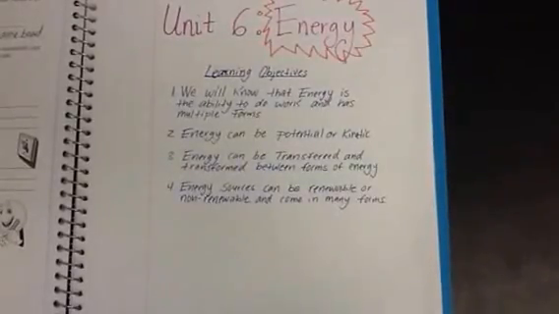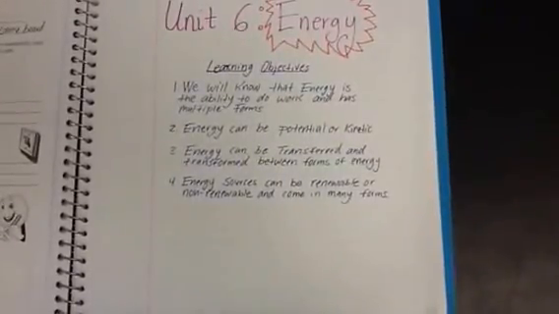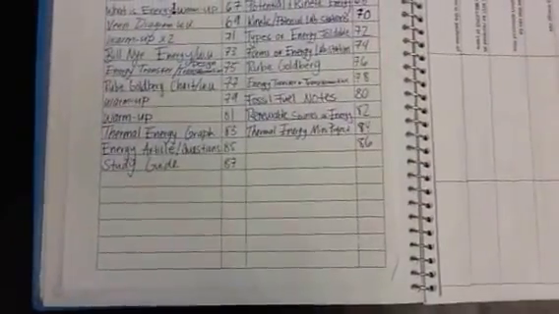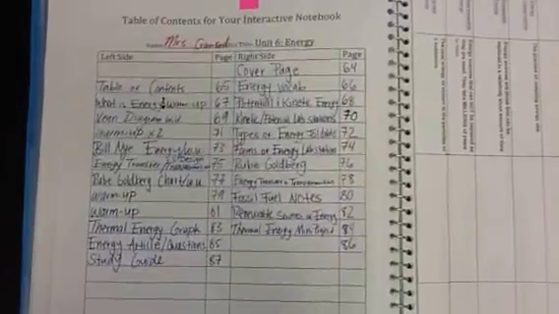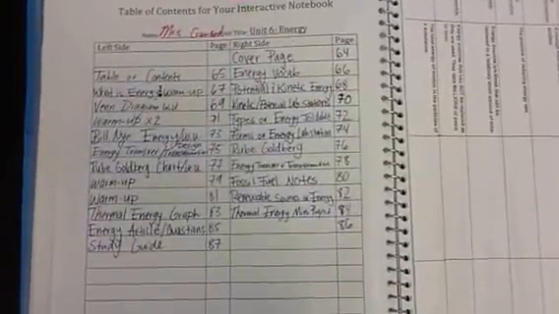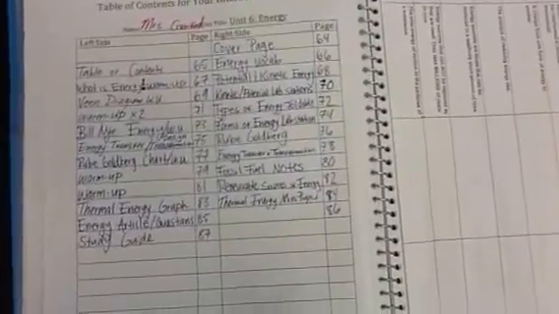This is a video to show you what you need in your Unit 6 Energy ISN check. You should have your objectives listed on page 64. On page 65, there should be a completed table of contents. There is a completed typed one on the locker in School Loop and also on the home page.